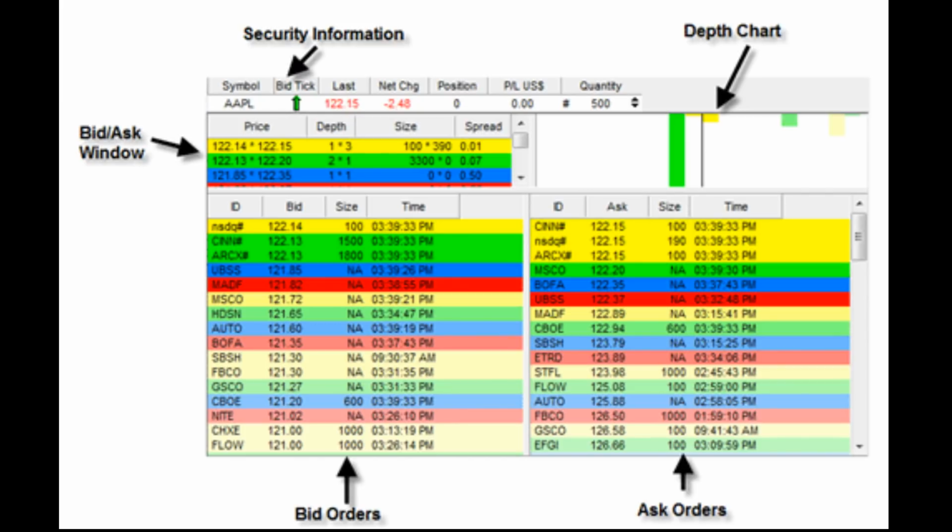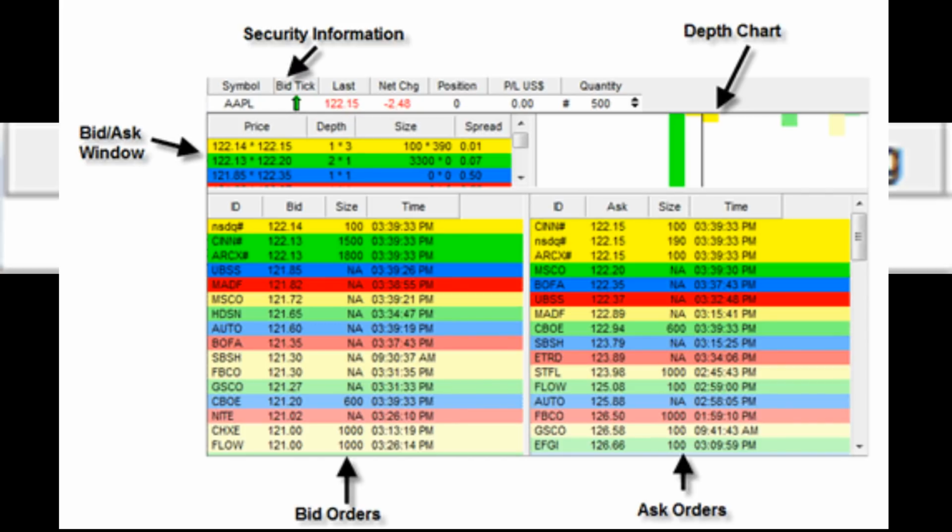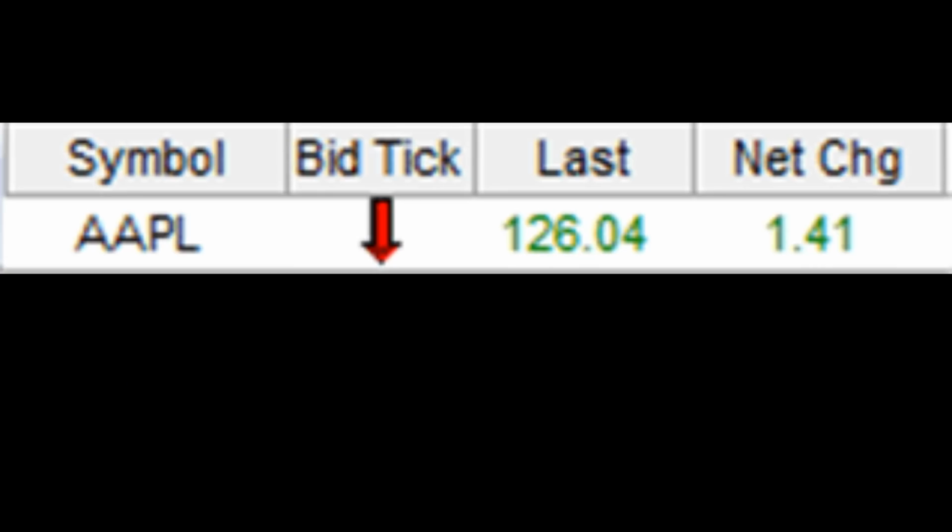And I believe I have this in detail right here. You guys see the symbol, obviously we're playing Apple, looking at that. The bid tick, arrow down, the last price, and net change from the previous day.